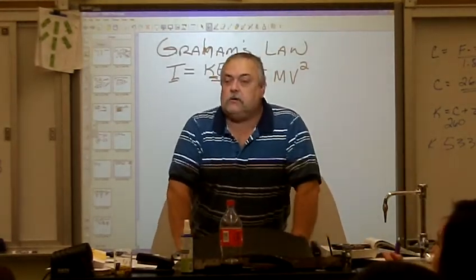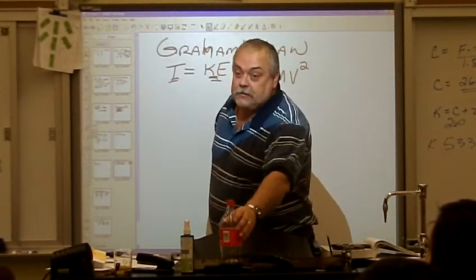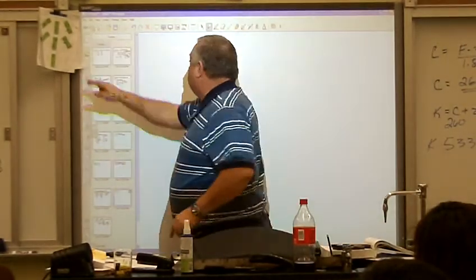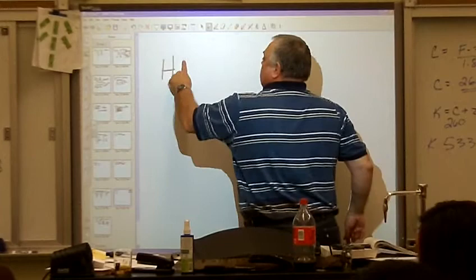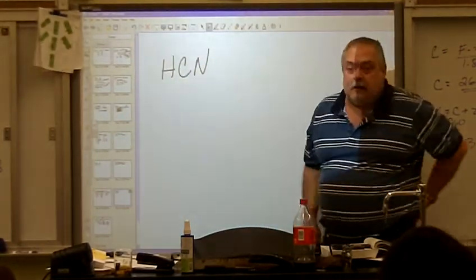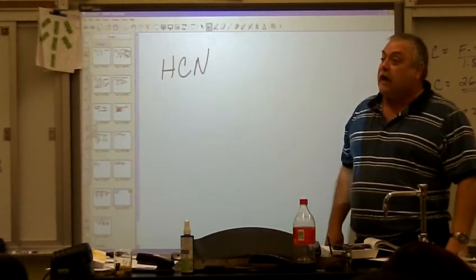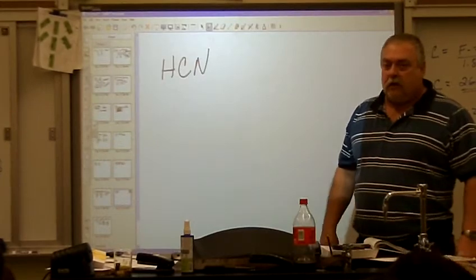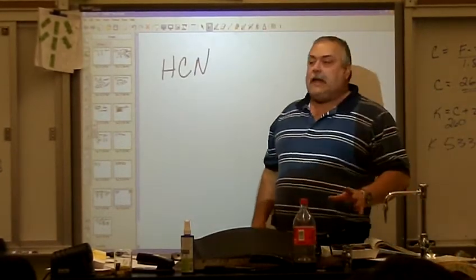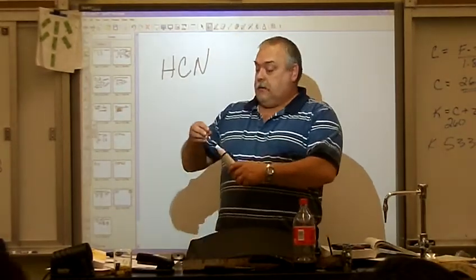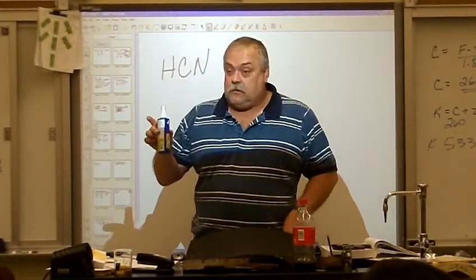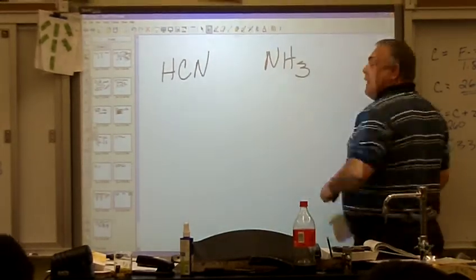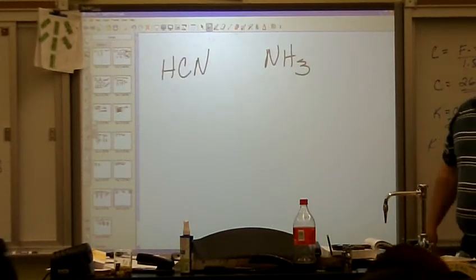Let's just assume the following. This gas here is hydrogen cyanide. So I have a new gas, and that gas is HCN, hydrogen cyanide. If you inhale this hydrogen cyanide, you will die instantly. I am immune because I've been here long. Now, the second gas that I have here is going to be ammonia gas, NH3. And you guys know what ammonia smells like.